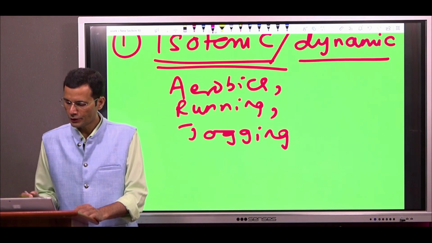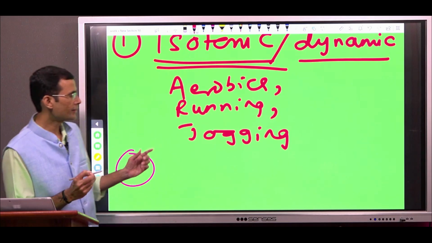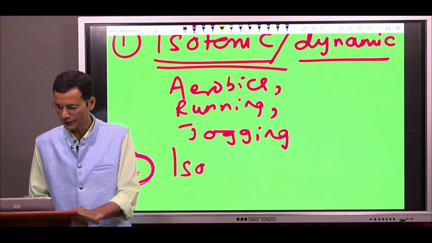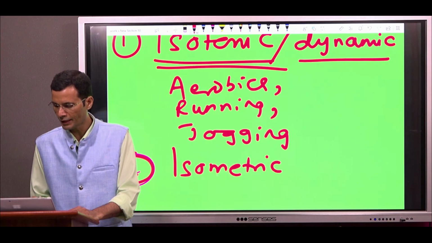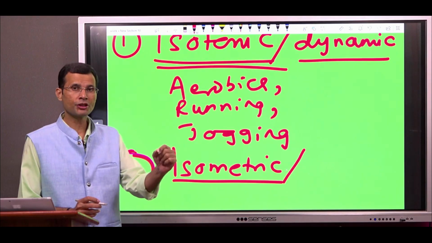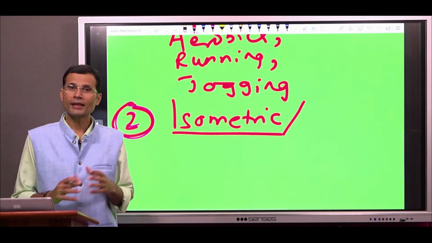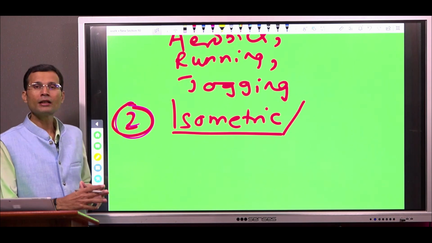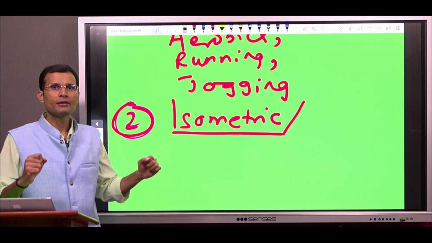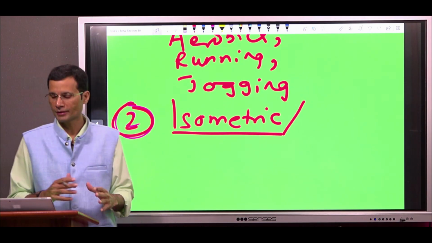The second type of contraction and therefore second type of exercise is isometric exercise. Remember what we said about the isometric exercise? Sustained tension and only tension development, no shortening of the muscle. What are these types of exercises? Well, the weights and the pulleys, these types of exercises basically are called isometric exercises.